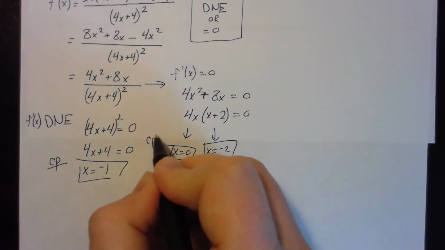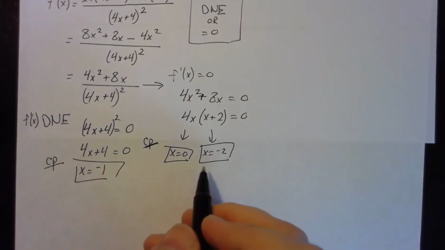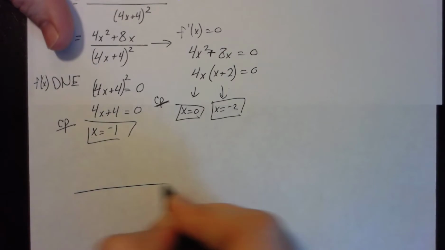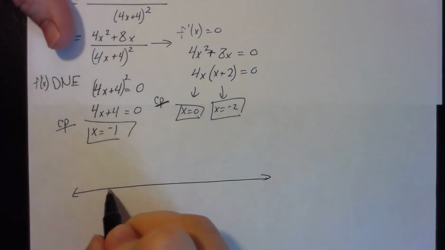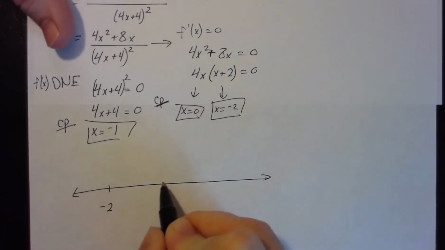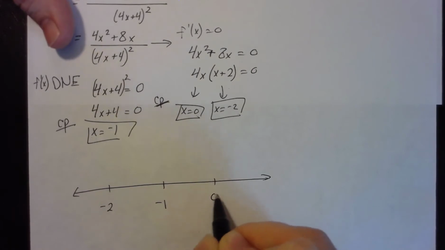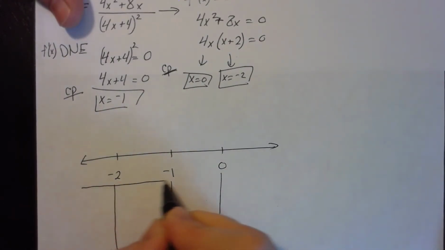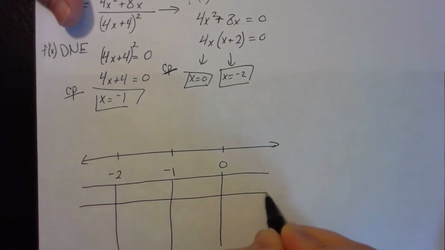So that provides me with actually 3 different critical points. I'm going to do the same thing I did in the last example, and that is set up myself a number line. Starting at the most negative point, negative 2, going to negative 1, going to 0, and then creating my, again, number line test is what we sometimes call this, where I'm going to have a test value.